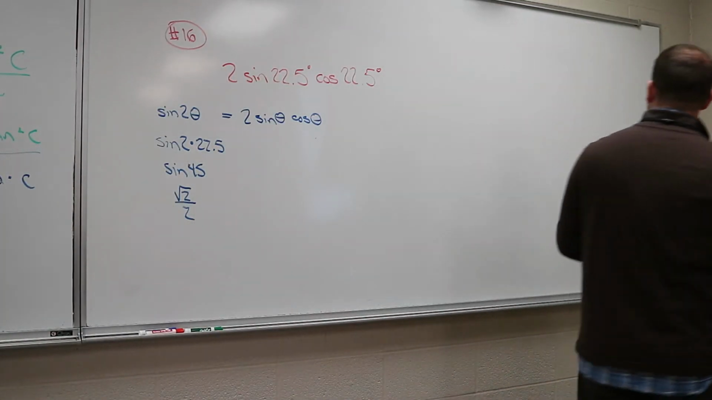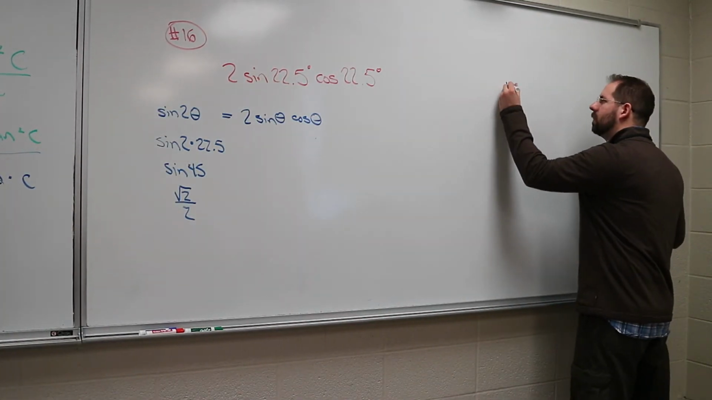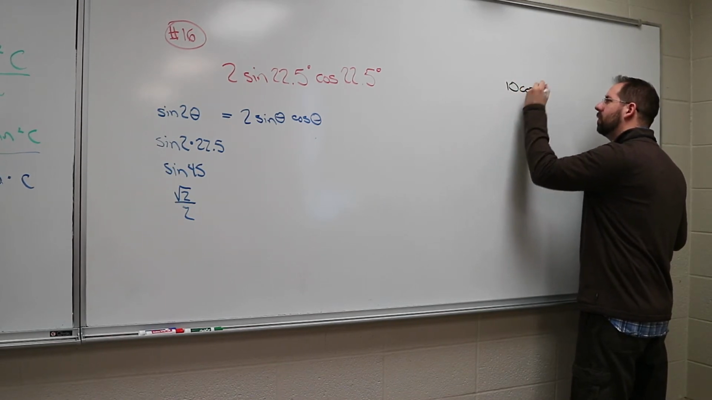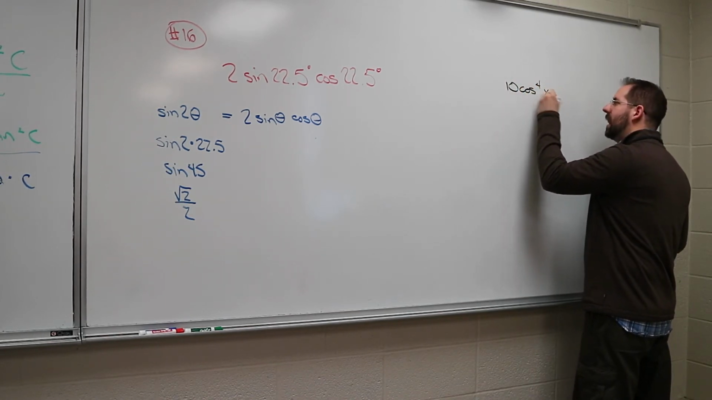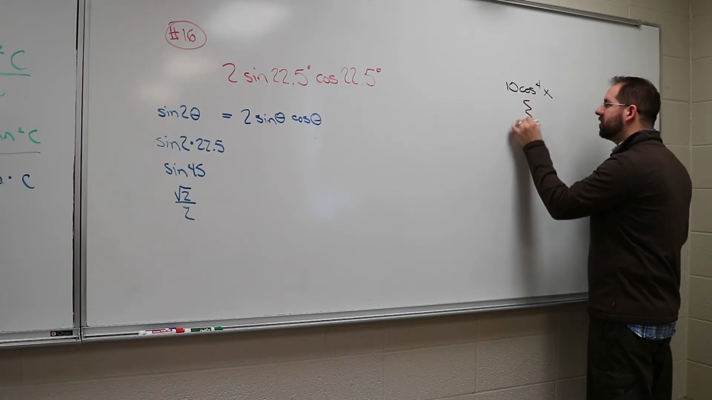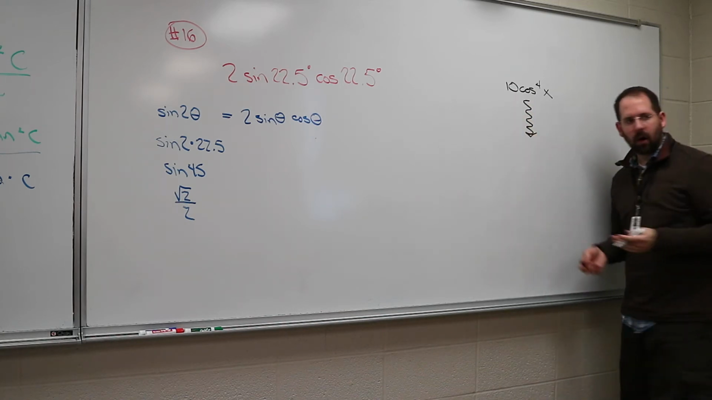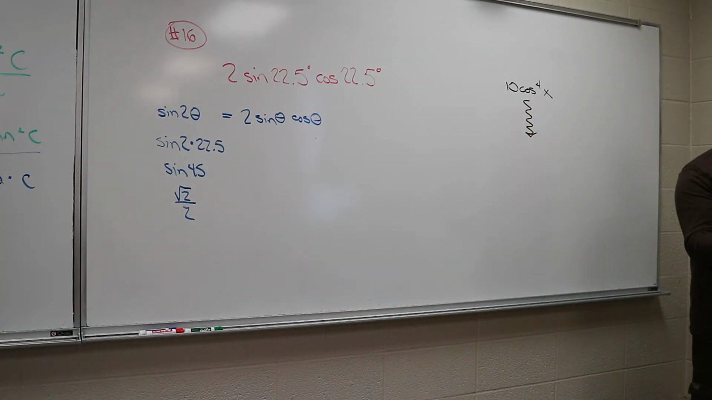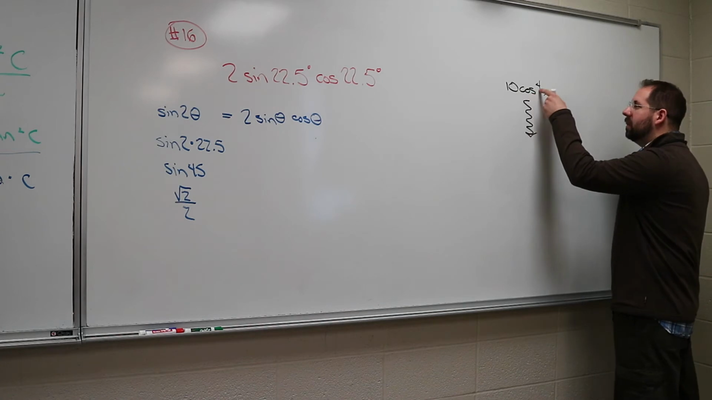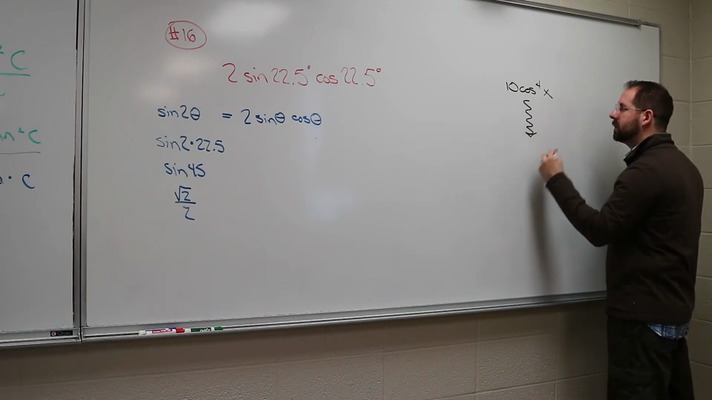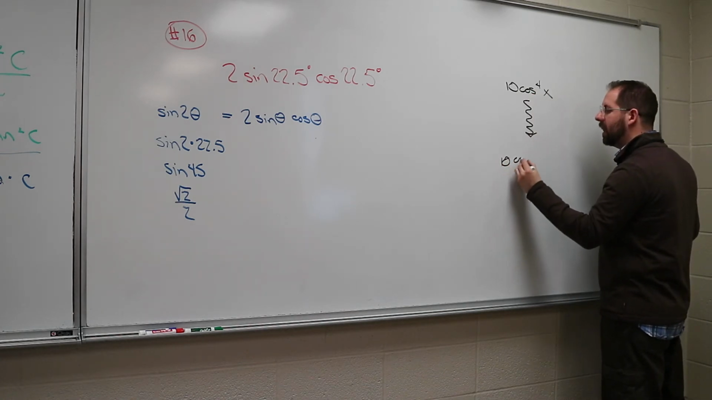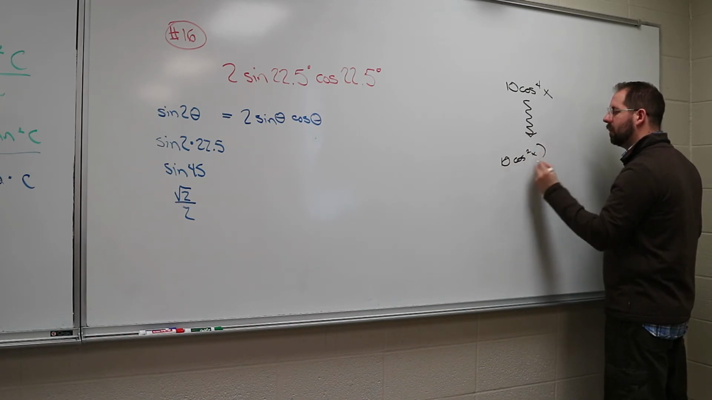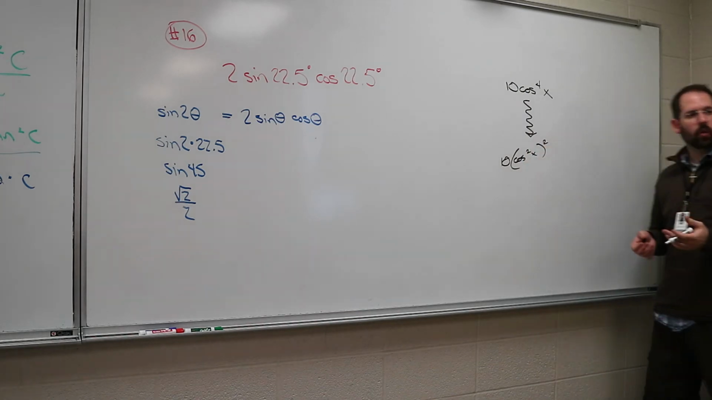Okay, what was the other one, 36? So give me 36, what do you got? 10 cosine to the 4th x. 10 cosine to the 4th, and then there's an x. You have to reduce this thing down. So you have to do the power reducing, simplify it so there's no powers, no parentheses. That's what they want. So cosine to the 4th x means that you're doing cosine squared, squared.